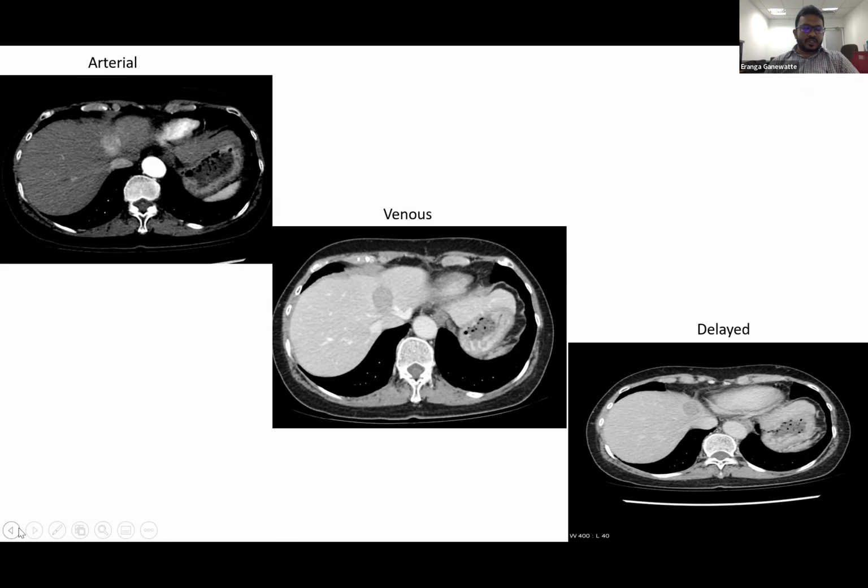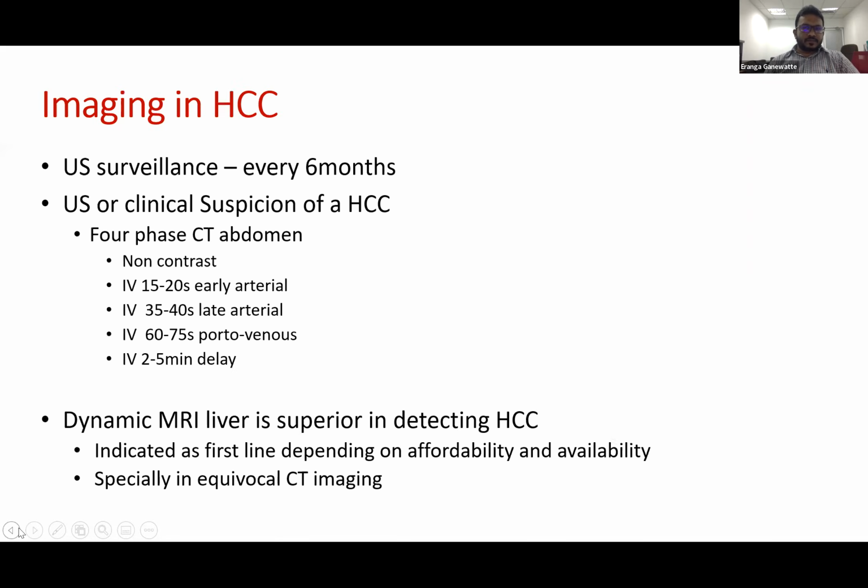If you move on to the next slide. So every cirrhotic patient will have a 6-month interval surveillance ultrasound, and if you pick up any lesion in the ultrasound, you will end up doing a CT, which is the usual imaging sequence. For the HCC imaging, usually you request a 4-phase CT, that is non-contrast, late arterial, portovenous, and delayed imaging. These are the usual 4-phase CT.